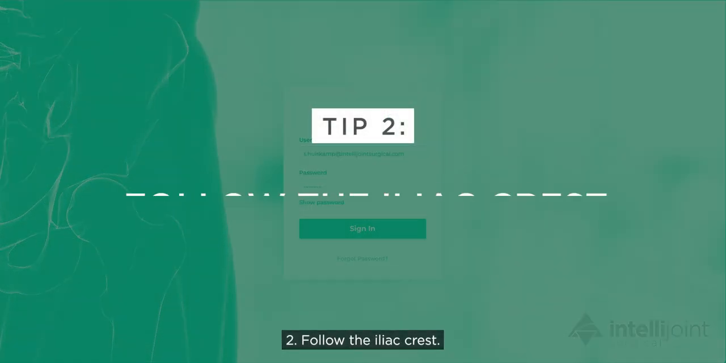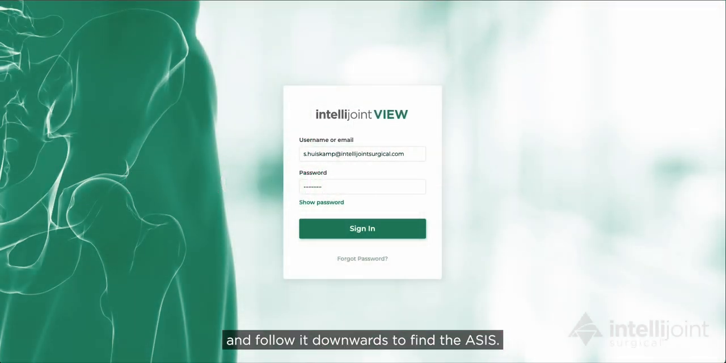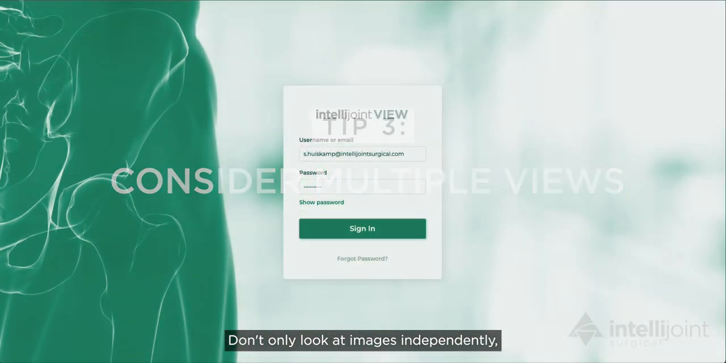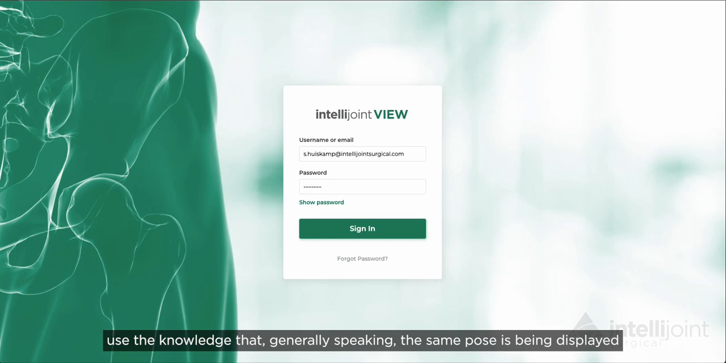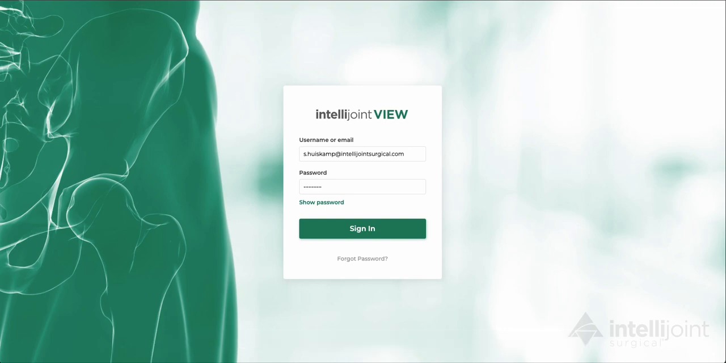2. Follow the iliac crest. It can be really helpful to find the iliac crest and follow it downwards to find the ASIS. 3. Consider multiple views. Don't only look at images independently. Use the knowledge that, generally speaking, the same pose is being displayed in the perpendicular plane to gain more insight, like considering inlet and outlet views of the pelvis on an AP image.